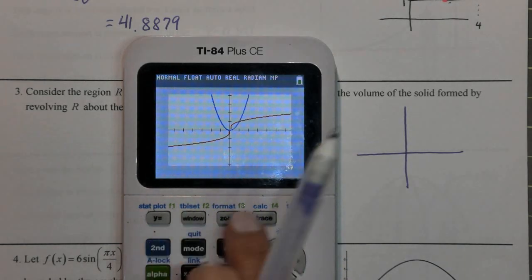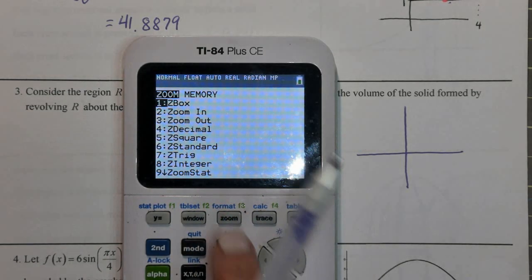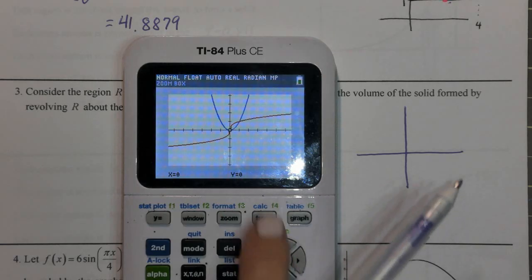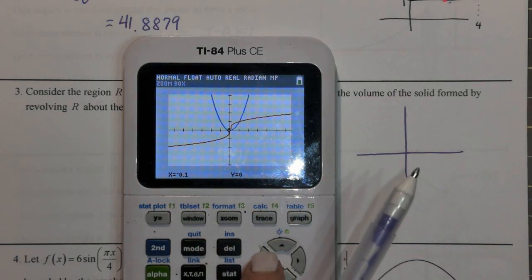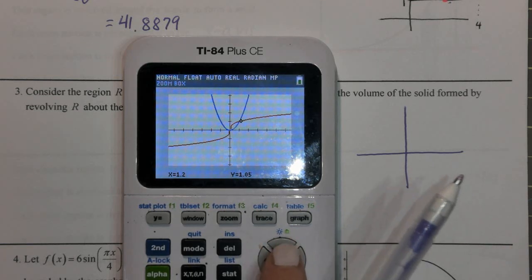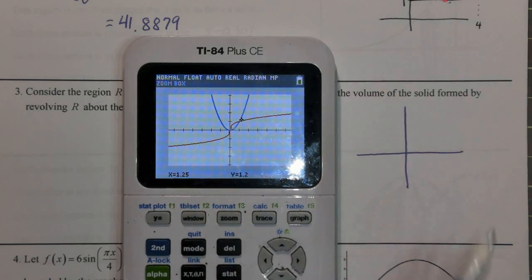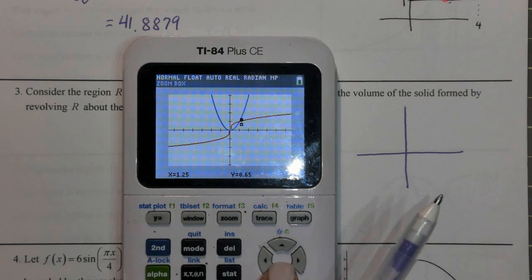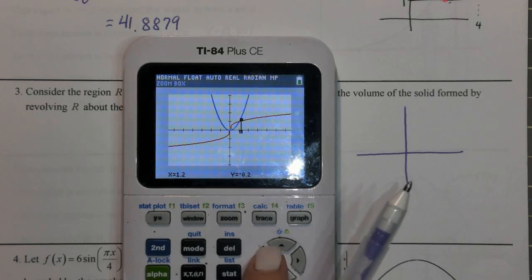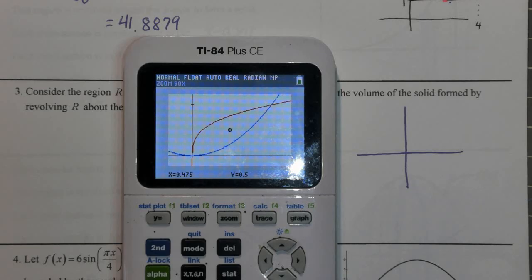Go back to the graph. Zoom. Zoom box is number 1. This allows you to make a box around whatever you want to see more clearly. We hit enter when we have a corner of the box, and then you go to another corner of your box and hit enter again, and it zooms in right on that box. Love it, love it, love it.